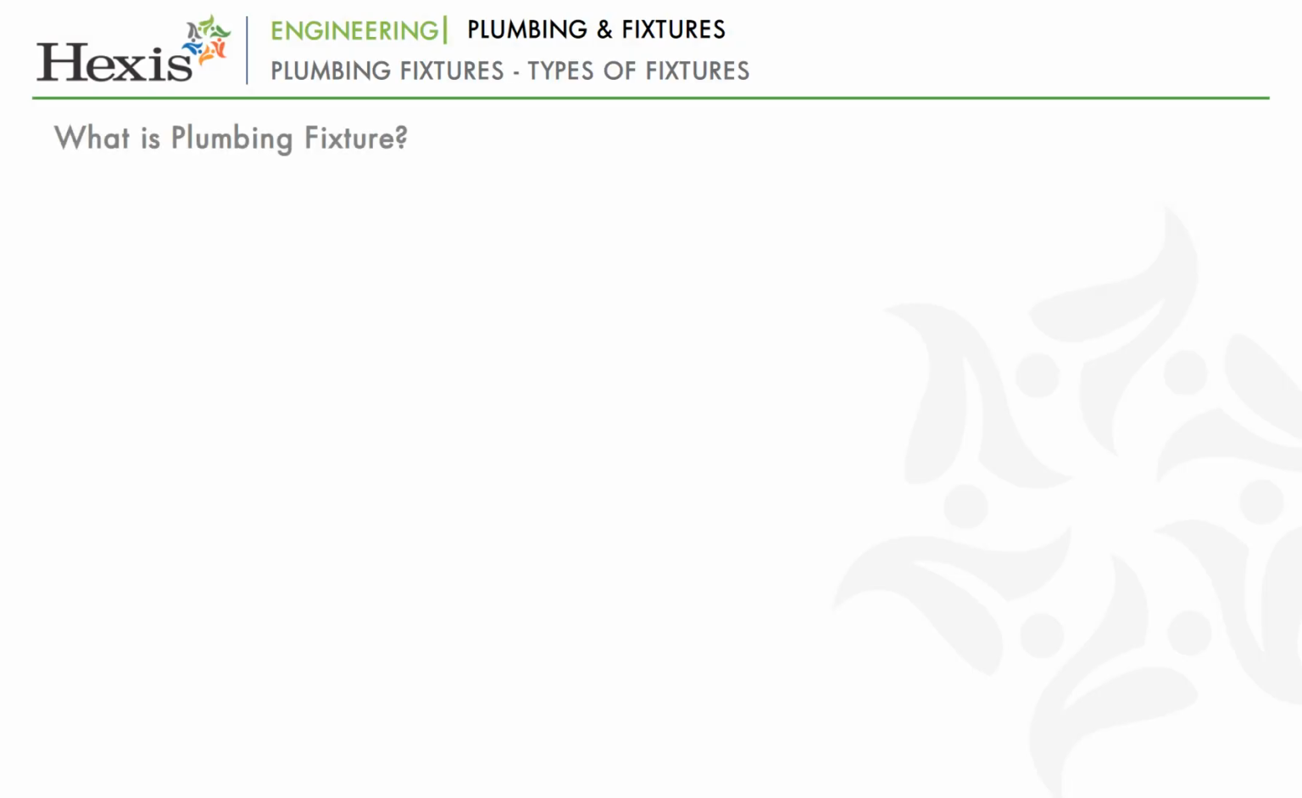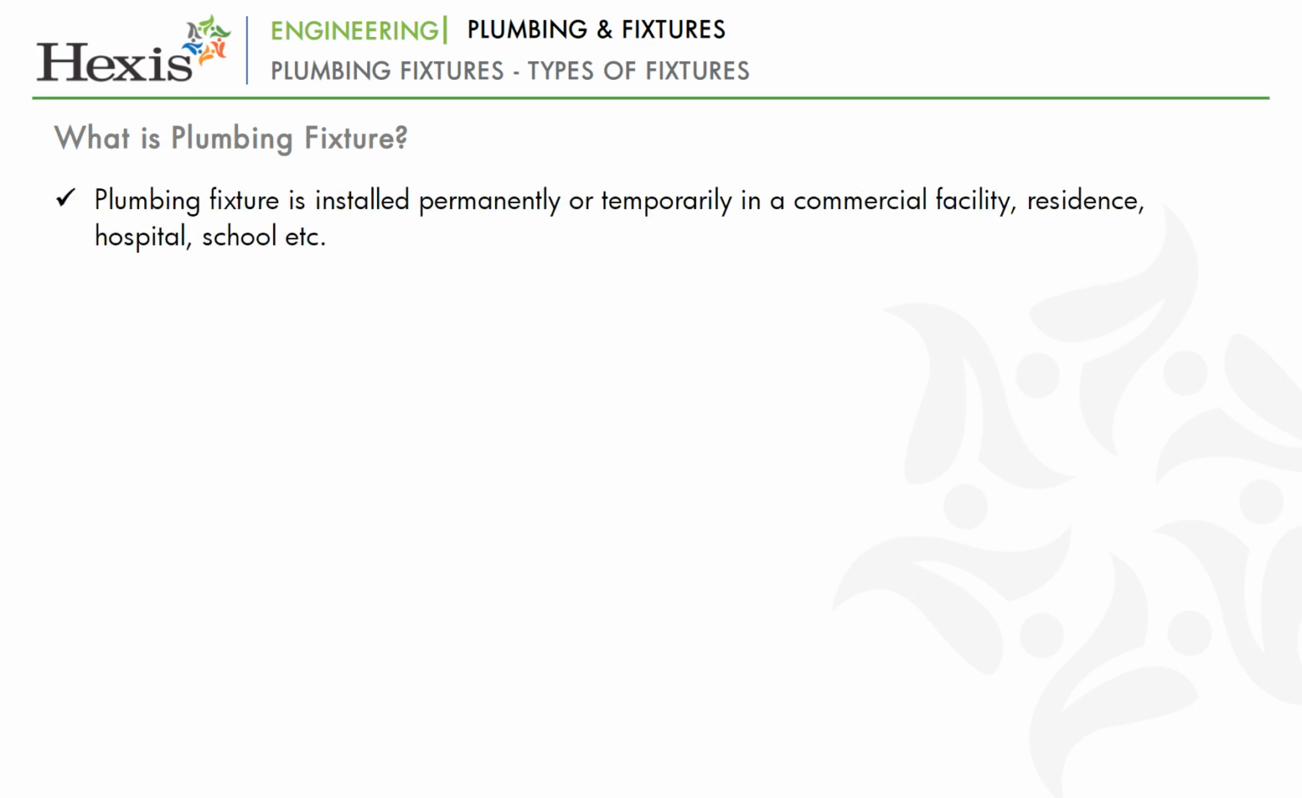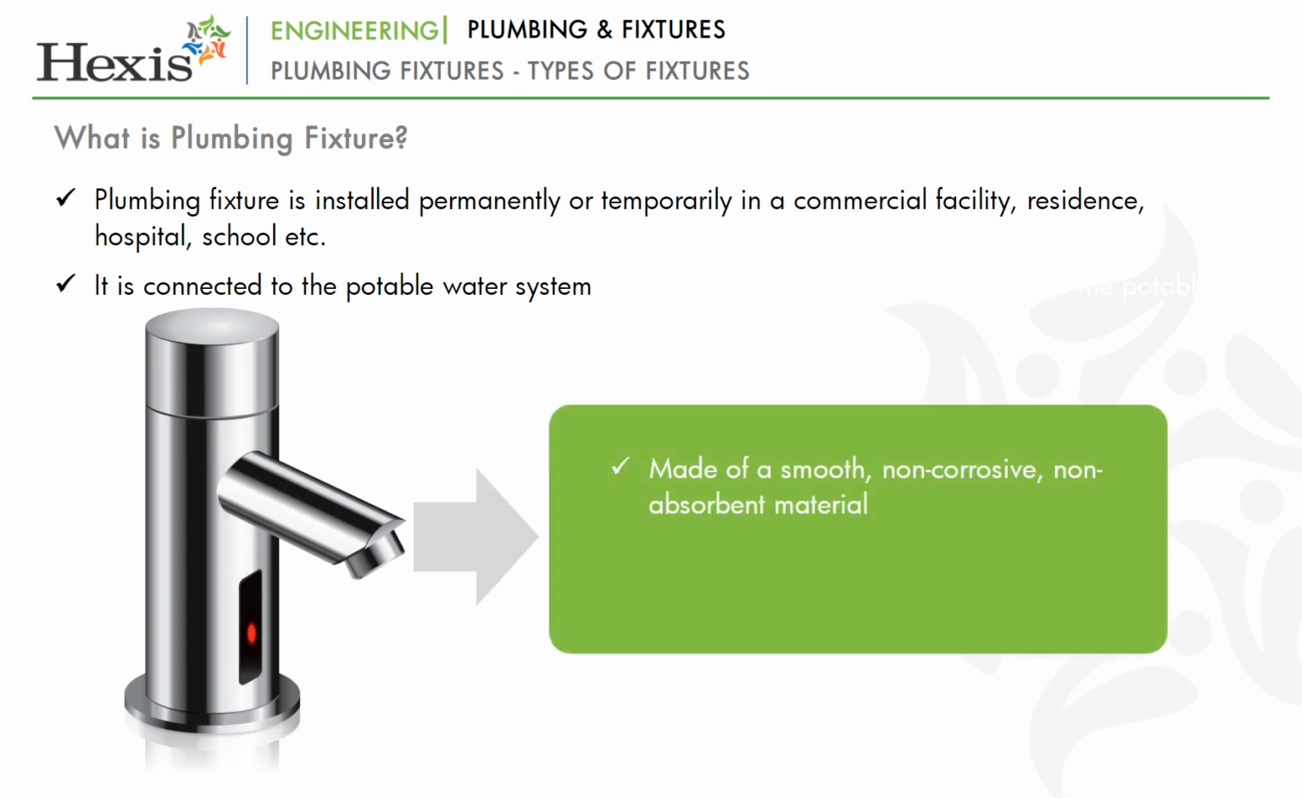Let us study the types of fixtures. Do you know what a plumbing fixture is? A plumbing fixture is a device or vessel that is permanently or temporarily installed in a commercial facility, residence, hospital, school, etc. and may be connected to the potable water system. All plumbing fixtures must be made of a smooth, non-corrosive, non-absorbent material. These materials are naturally antimicrobial and promote easy cleaning.